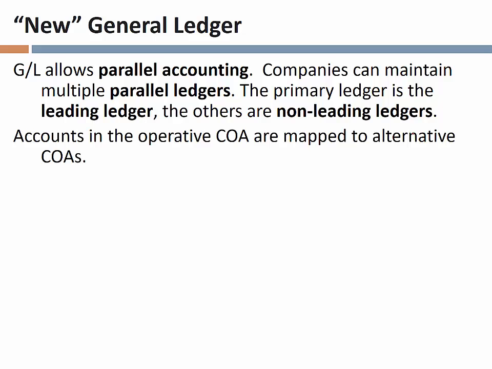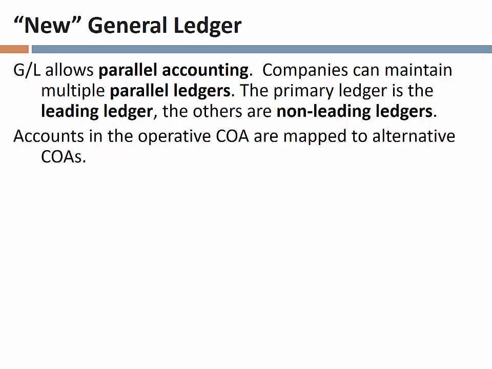Well, the way this works is we have accounts in our operative chart of accounts, which correspond with our leading ledger, that are mapped to alternate charts of accounts reflective of other ledgers. Now, you might say, why in the world would a company ever want to do this? Let me give you a hypothetical scenario. Here's my company, and here's my chart of accounts.